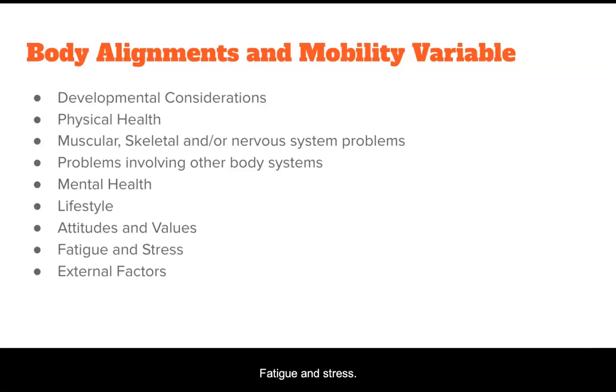Fatigue and stress. Well, if we're fatigued and stressed, we tend to not care how we're moving, how we're doing things, or we might be so fatigued and stressed that we are trying to hurry and do things. Therefore, we might misalign our body. We might have mobility issues because we cause injury because we're not using good body mechanics. External factors could be things like weather. People don't want to exercise in 110-degree weather here in Arizona. Those are external factors that we really can't control.